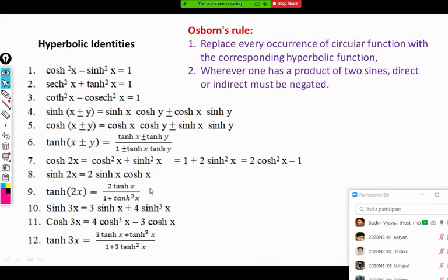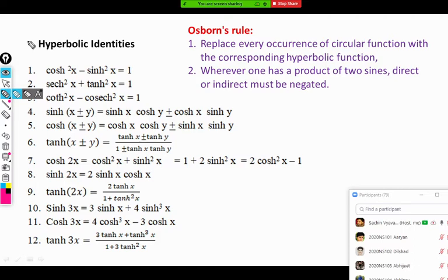There are one or two more sets of formulas we have here. But yes, one more important part is that we have hyperbolic identities. Just like circular identities, we have hyperbolic identities. These equations, no need to learn by heart. You should just understand them. You can easily get these identities.